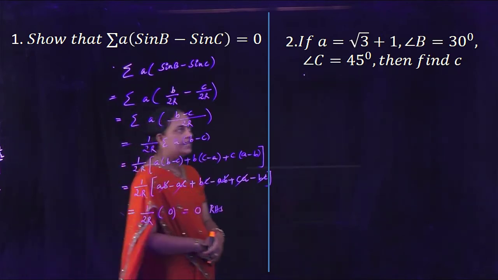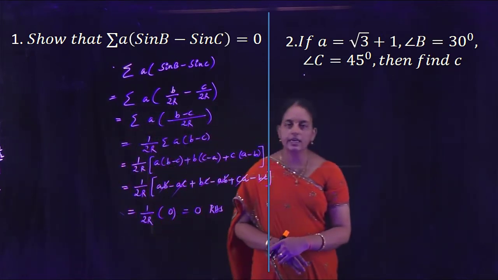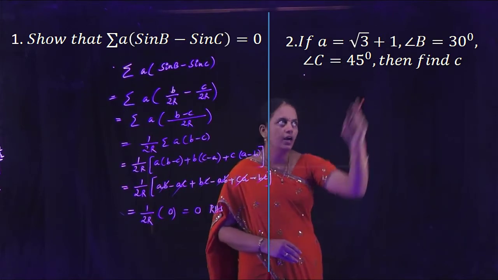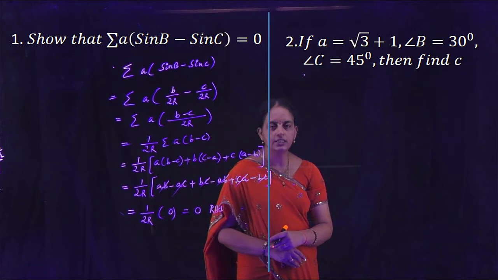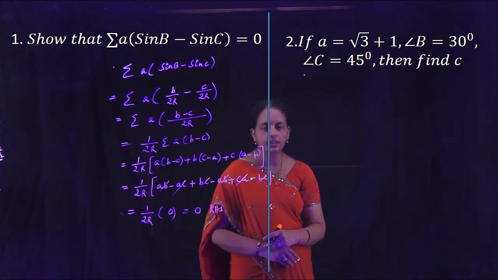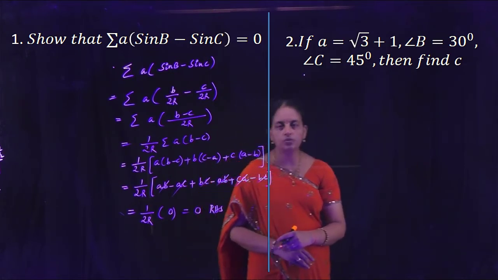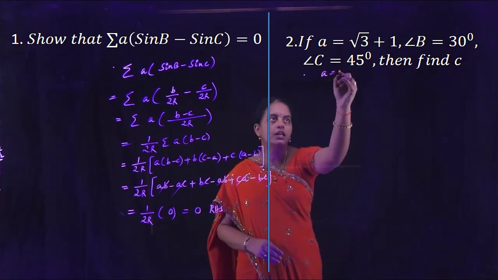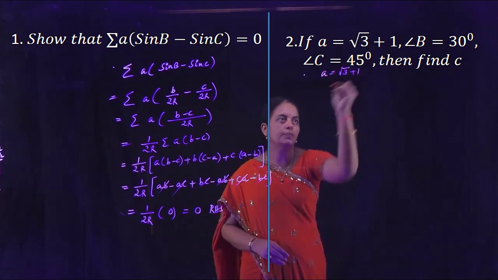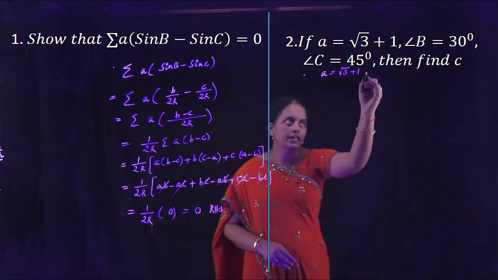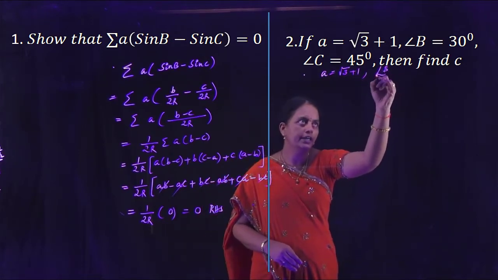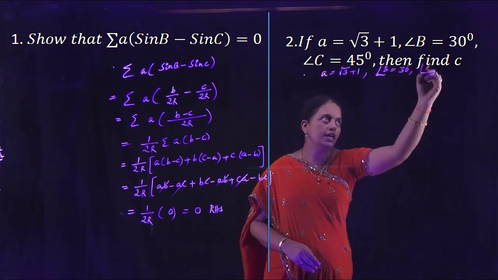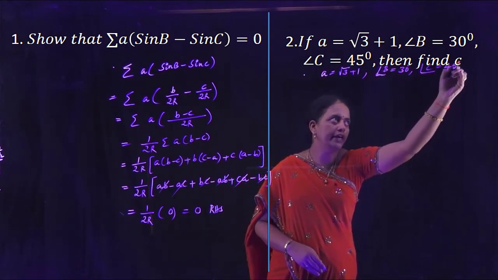Okay. And the next one is, if small a is equal to root 3 plus 1 and angle B equal to 30 degrees and angle C equal to 45 degrees, then what is the value of small c? Here we are given that small a is equal to root 3 plus 1 centimeters, angle B is equal to 30 degrees and angle C is equal to 45 degrees.